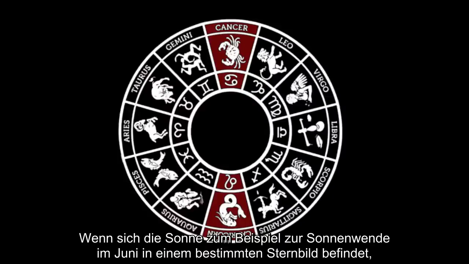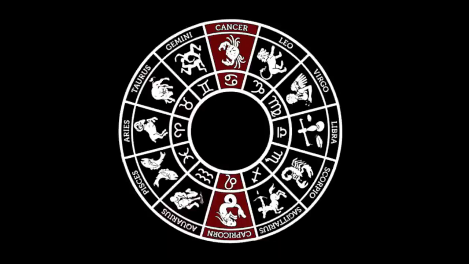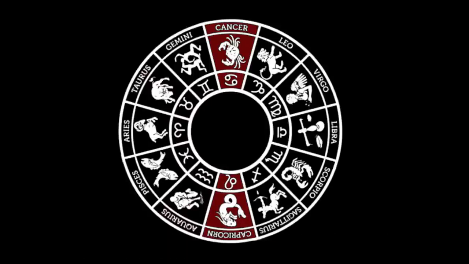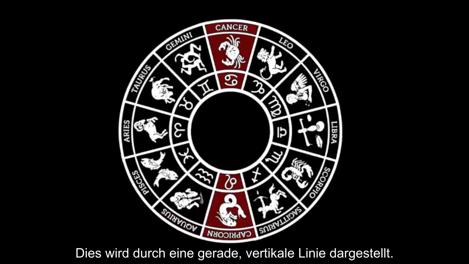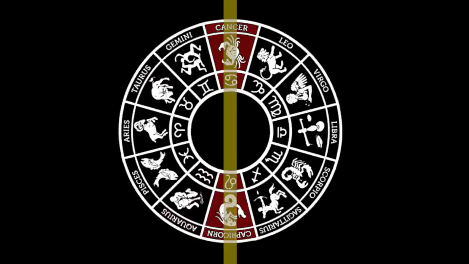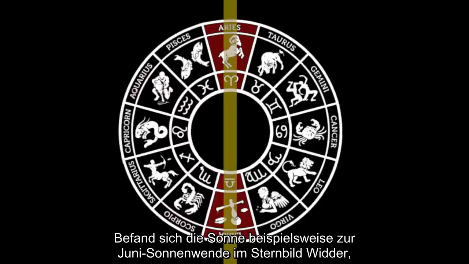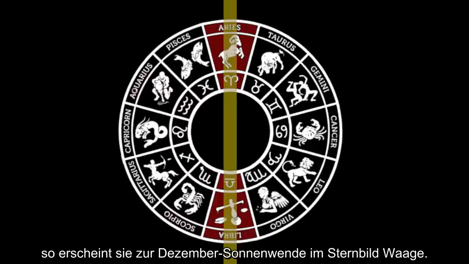For instance, if the sun is in any given constellation at solar noon on the June solstice, then its counterpart on the December solstice will always be in the constellation opposite to the June sign. And this is represented with a straight vertical line. If, for instance, the sun was in the constellation of Aries at the June solstice, then it will appear in the constellation of Libra in the December solstice.